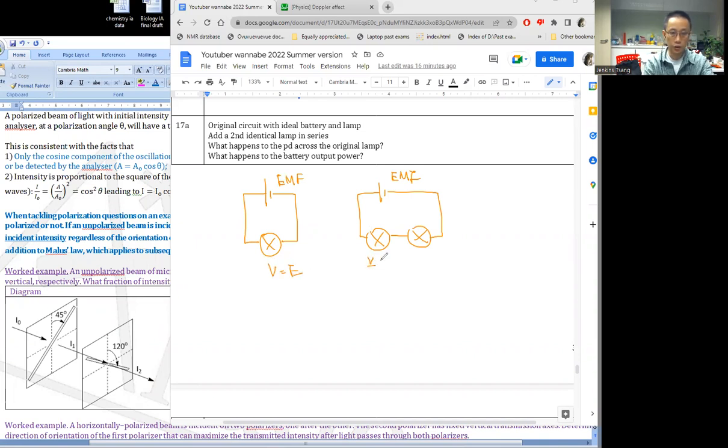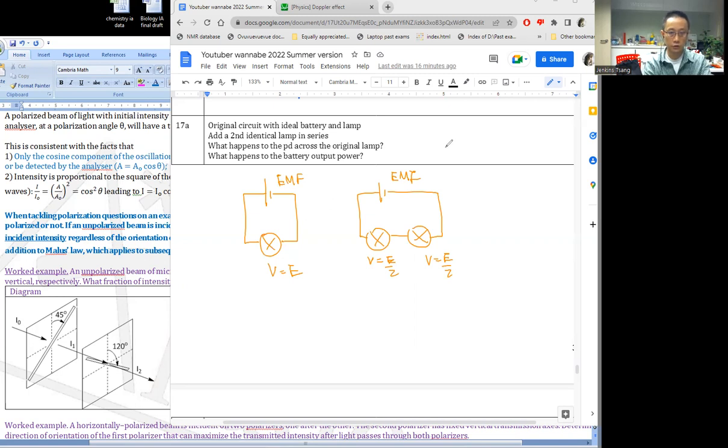Identical bulbs would just have to share the source voltage. So the source voltage, the potential difference, will definitely decrease. It will in fact, you can further say that the potential difference will halve. Meanwhile, the output power of the battery is best calculated.